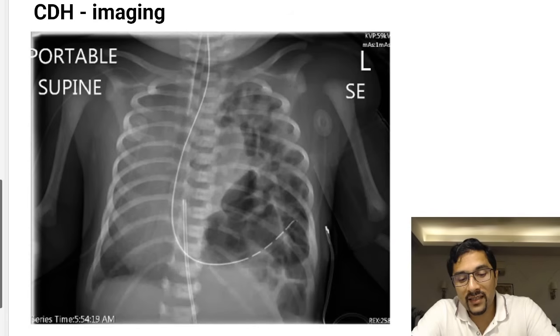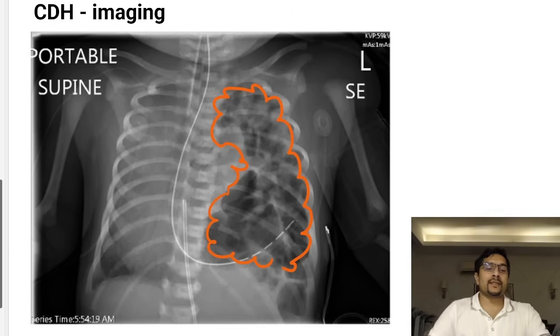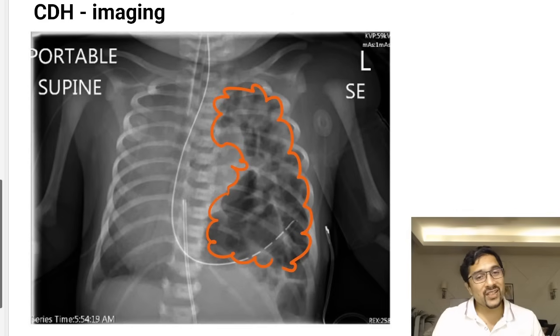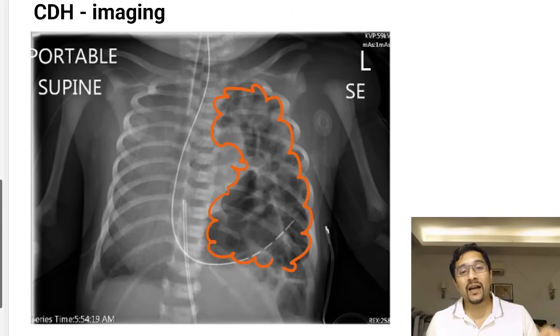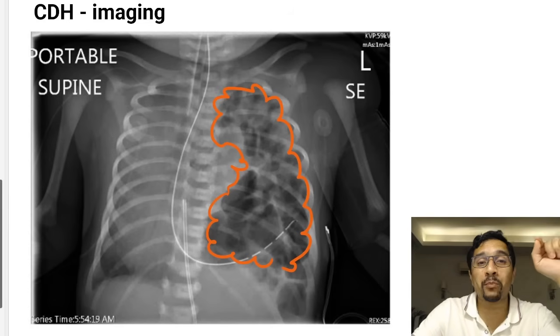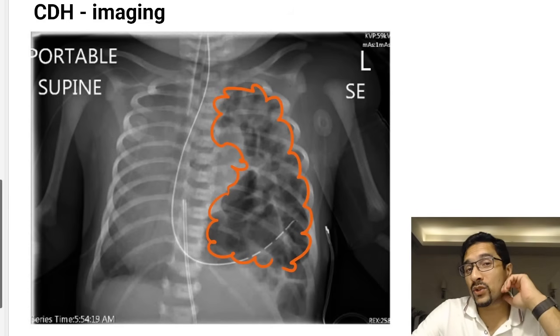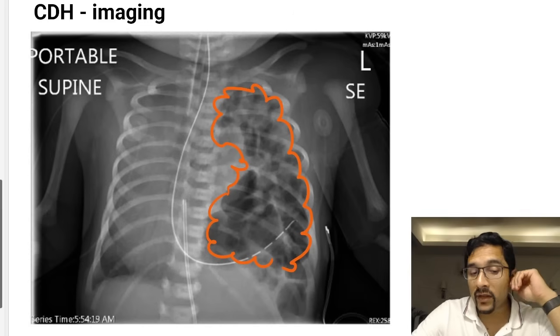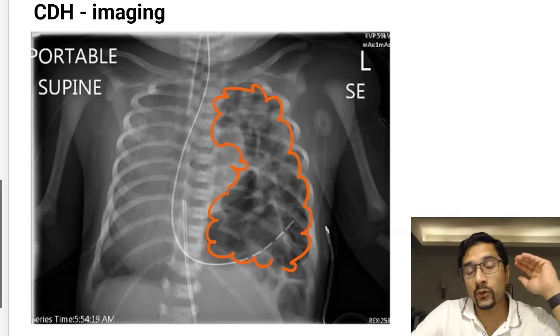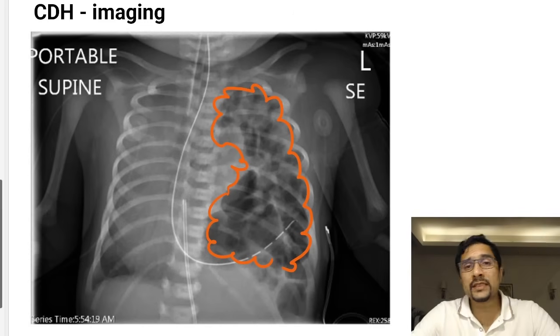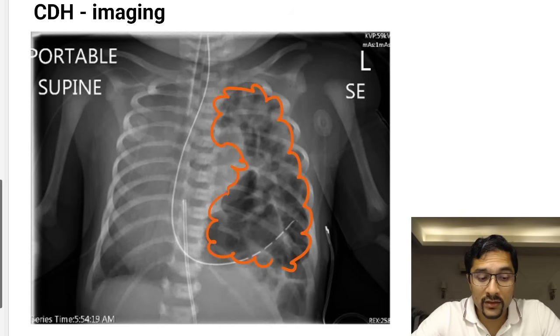So you can see here in congenital diaphragmatic hernia, the bowel is sitting inside the thorax, and if bowel sits inside the thorax, the lung is not going to develop. That is why pulmonary hypoplasia is the most common cause of death in congenital diaphragmatic hernias. And we know that we need to diagnose and then operate on these patients.